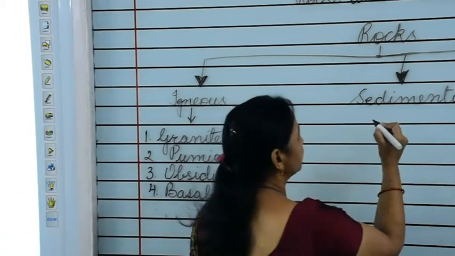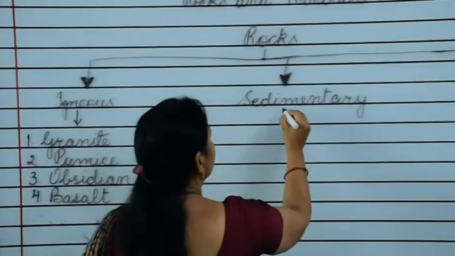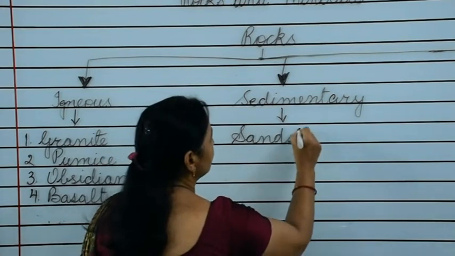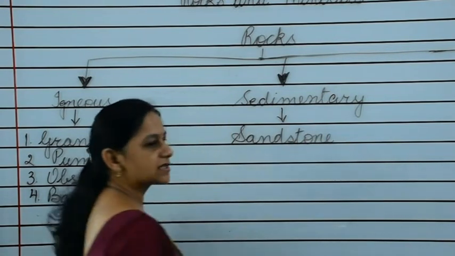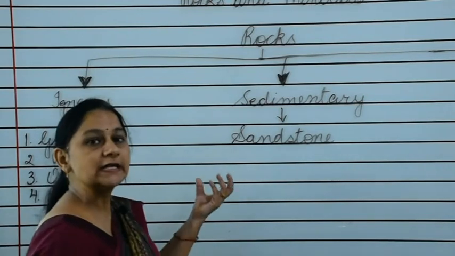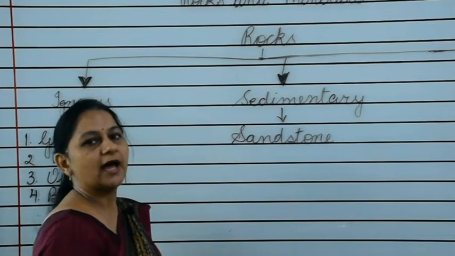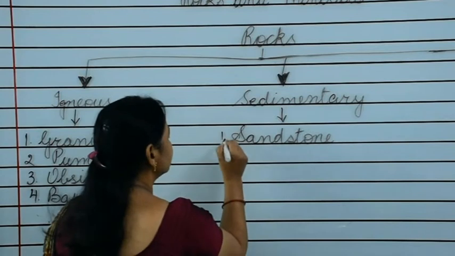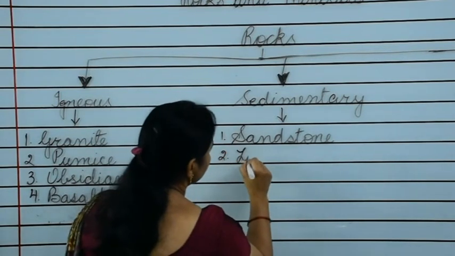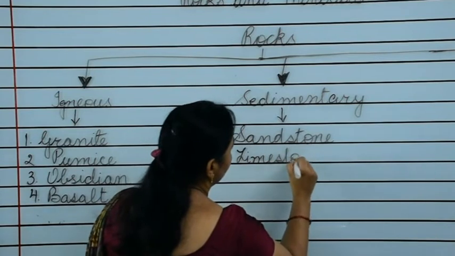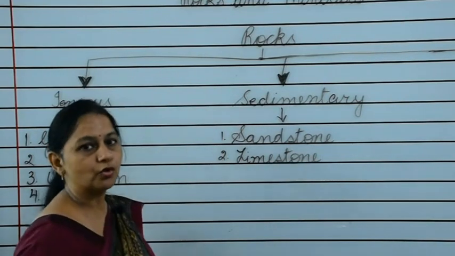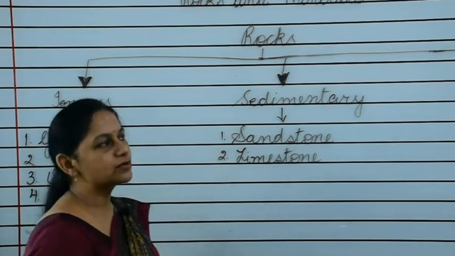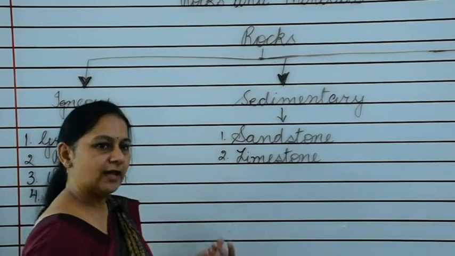Coming to sedimentary rocks. The examples are sandstone. It is a soft stone which is made up of sand particles. The Red Fort and the Agra Fort both are made of sandstone. The other one is limestone. Limestone is a stone which contains the mineral calcium in abundance, and the chalk that we use to write on the blackboards is a form of limestone only.